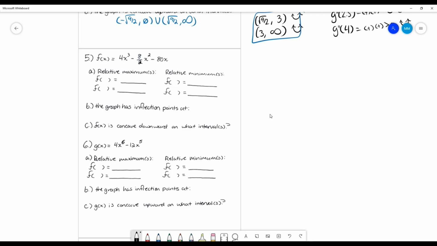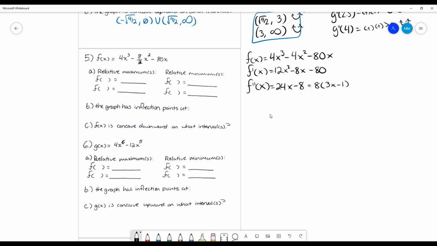So, number 5, same deal. And so I see that f of x equals 4x cubed minus 4x squared minus 80x, which means that my derivative is going to be 12x squared minus 8x minus 80, and my second derivative is going to be 24x minus 8, which I can factor an 8 out of. And this one I can factor a 4 out of.